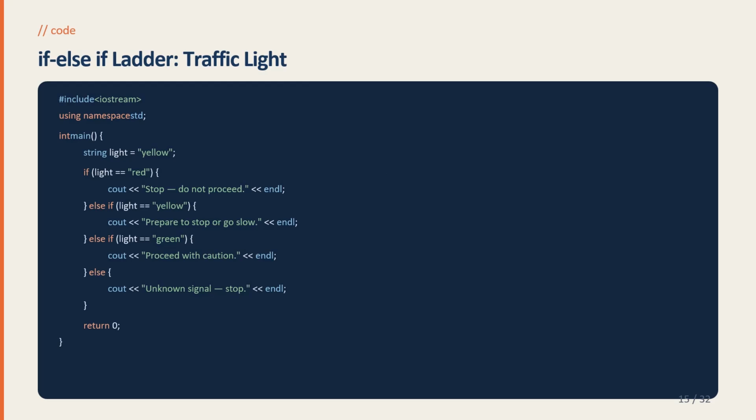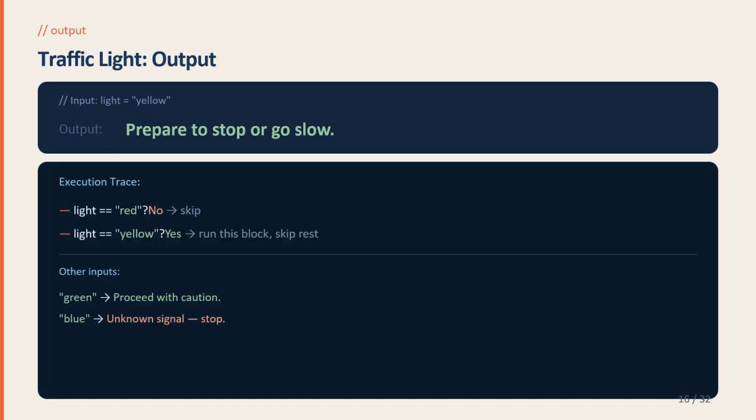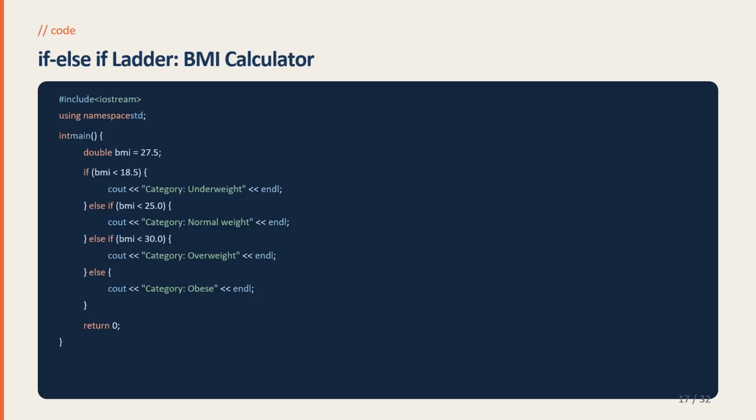And here is a traffic light example. Here the example represents a traffic light system. Depending on whether the signal is red, yellow or green, the program displays the appropriate instructions. Since the signal is yellow, the corresponding message is displayed. The remaining conditions are ignored because only one branch executes here.